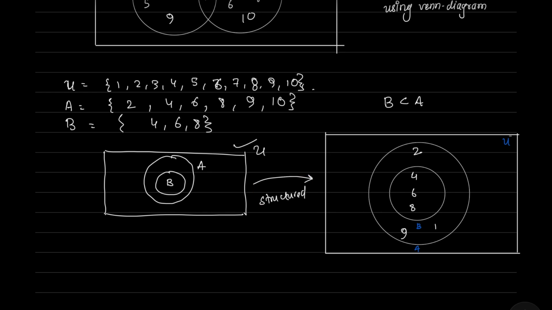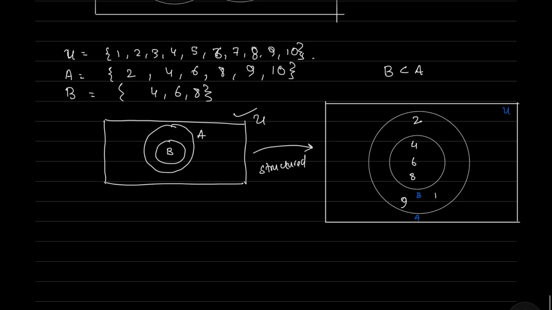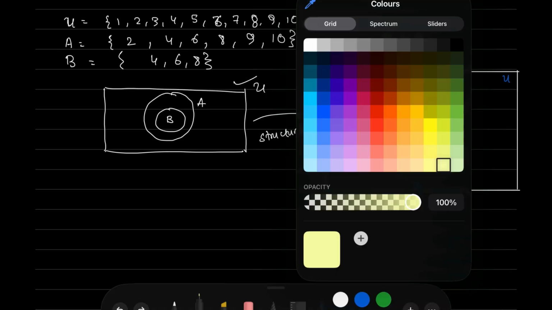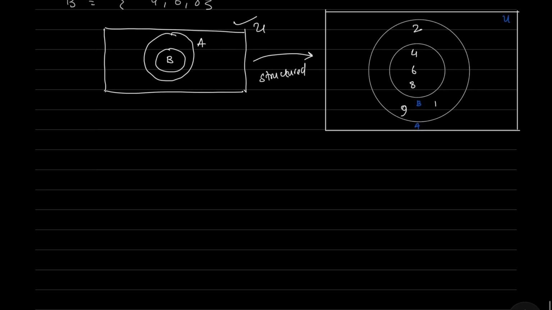So we first have our universal set U, then we have a set A, and inside this set we have the set B. So this is the way you represent a subset using Venn diagrams. Alright, now that we have understood Venn diagrams, let us see some of the set operations in Venn diagrams.